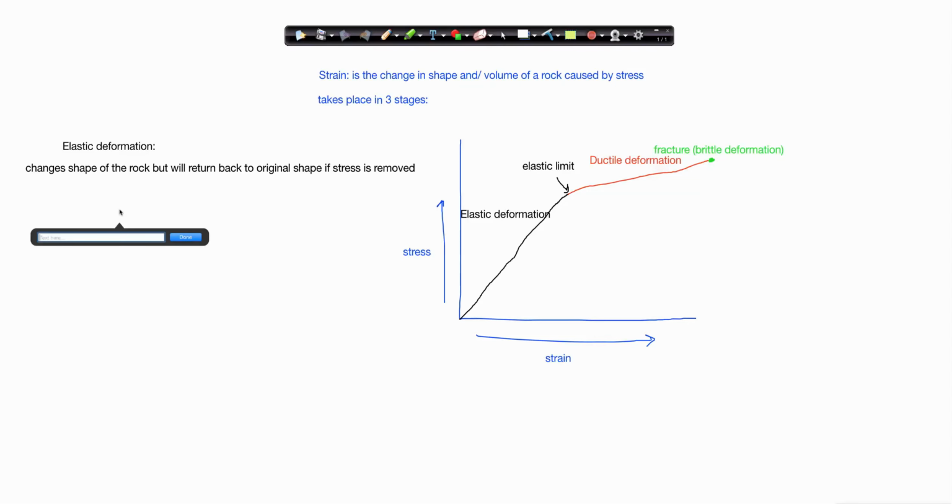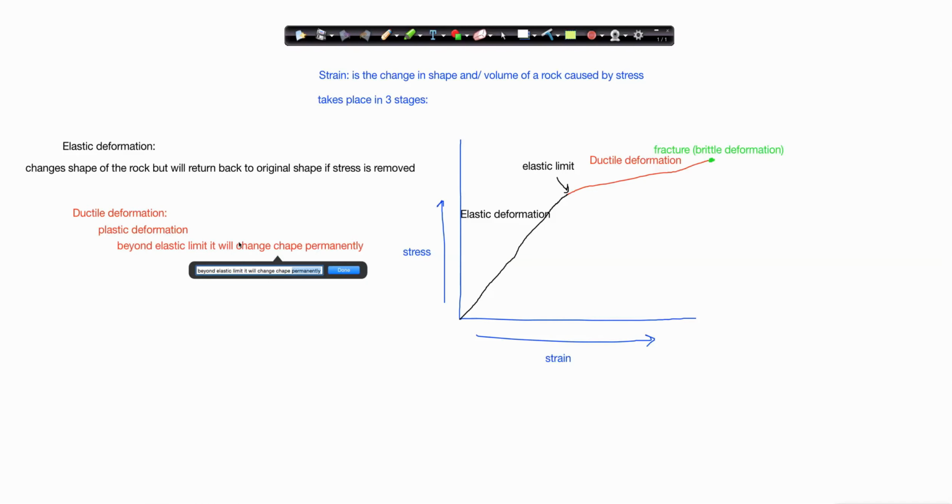Ductile deformation is also known as plastic deformation, because ductile and plastic mean very similar things. This is beyond the elastic limit. It will change shape permanently. So once you reach the elastic limit, then you're going to change the shape of the rocks and they're going to stay that way. When the stress is removed, they're not going to return to their original shape because you've gone beyond the elastic limits. The rock can no longer return to its original shape.